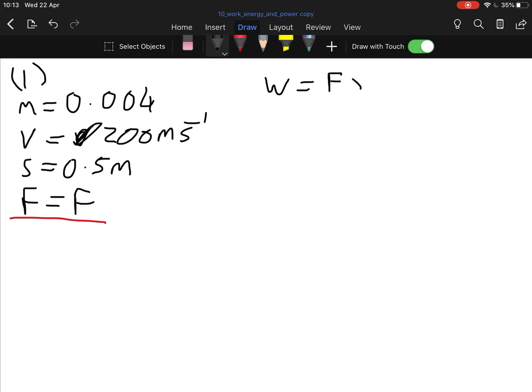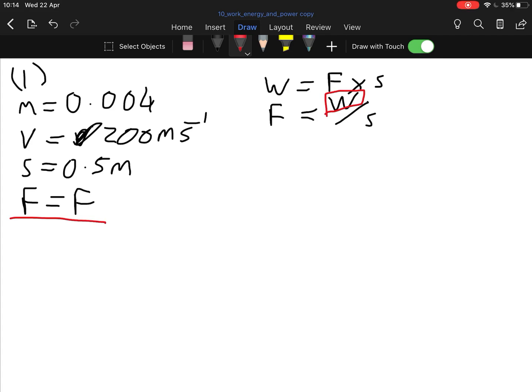Okay, we could use work done equals force times displacement, or F equals work done over S, because we have displacement 0.5 meters. All right, so we're almost there. So this is what we're going to have to use. We have to find the work done. What else does work done equal? Can you think?